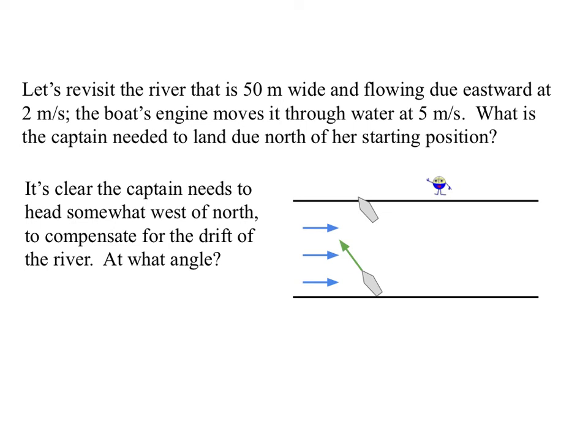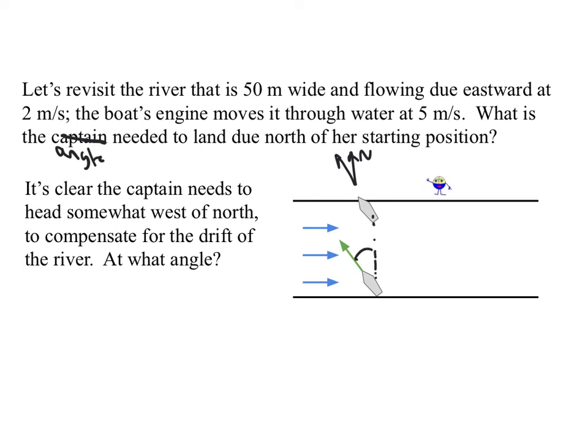What is the angle needed to land due north of the captain's original position? So what angle does the captain need to steer at so as to land due north? Because now by steering west of north, remember this is north, if we steer west of north as shown, then we will be able to go directly across.